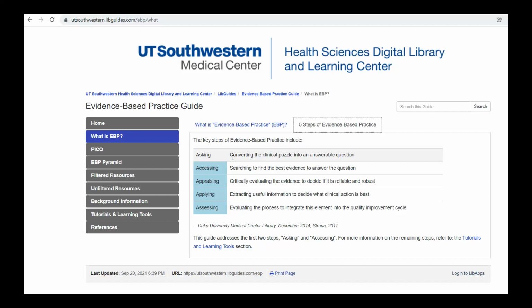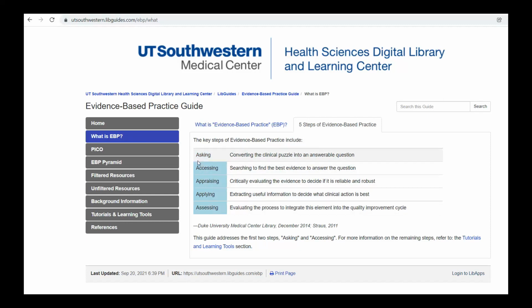The first one is converting the clinical puzzle into an answerable question, then accessing, searching to find the best evidence to answer the question. Those are the 2 we're going to focus on. Later on in your term, you'll learn more about study design, and you'll probably get into particularly appraising evidence to decide if it's reliable and robust. Then applying the information is extracting the useful information for the individual patient or the population you're looking at. And then finally, assessing is like the quality improvement meta step where you evaluate the process. So those are the 5 A's of evidence-based practice.